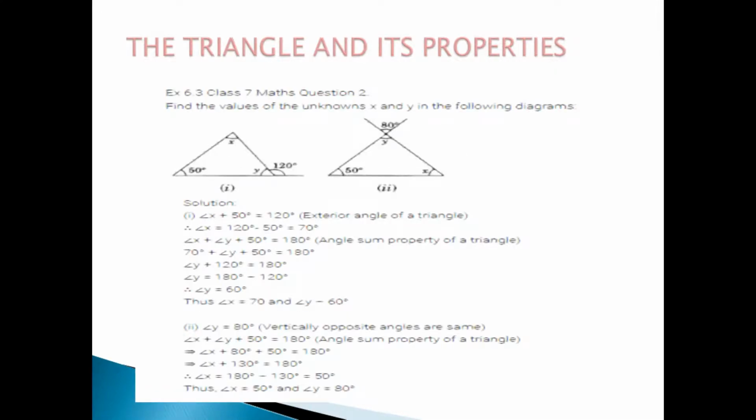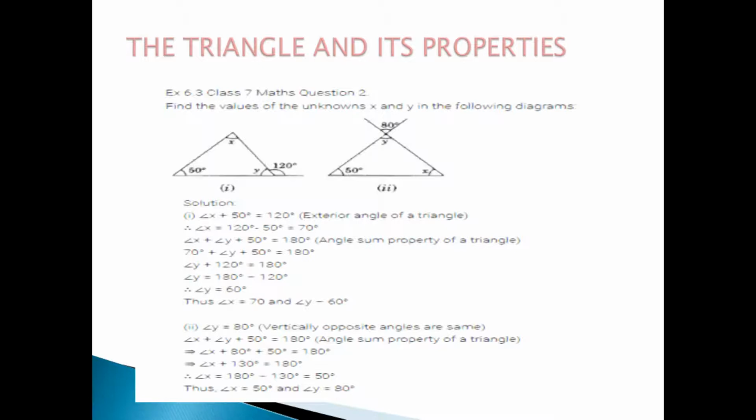Moving to question number 2, find the value of unknown x and y in the following diagrams. In the first diagram, we have been given three angles inside the triangle, that is x, y and 50 degree, and the exterior angle given as 120 degree. So x plus 50 equal to 120 degree by exterior angle property, which we have learnt in the previous exercise. Angle x is equal to 120 minus 50, that is 70 degree.